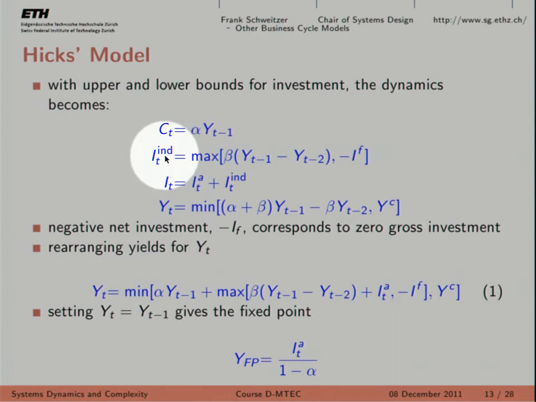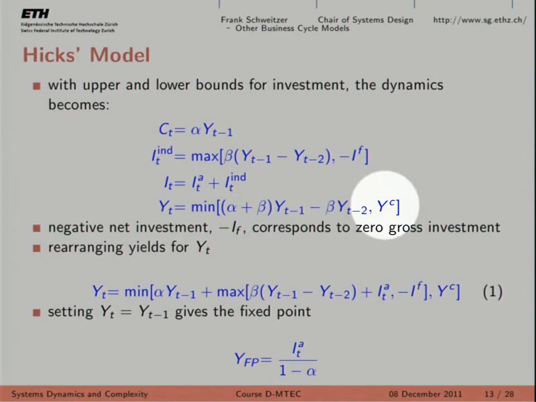This is the private investment or the induced investment. Or rather, let's first look at the output. This is the output. He puts an upper bound to the output, which is called YC. C stands for ceiling, by the way. Right? So the output can never be bigger than the ceiling.